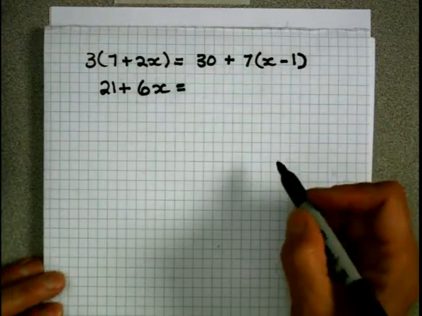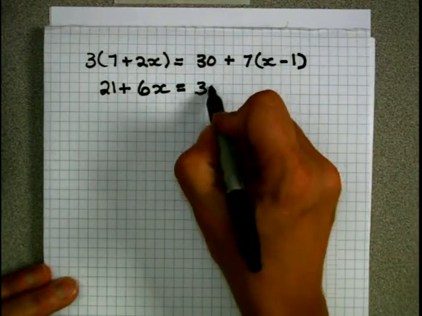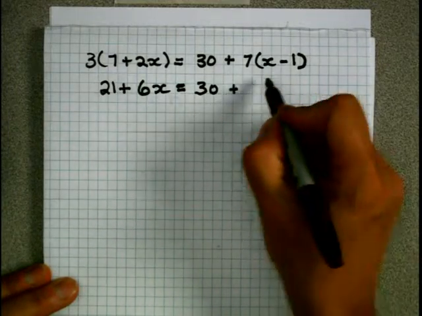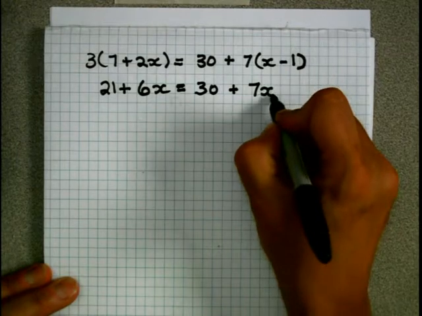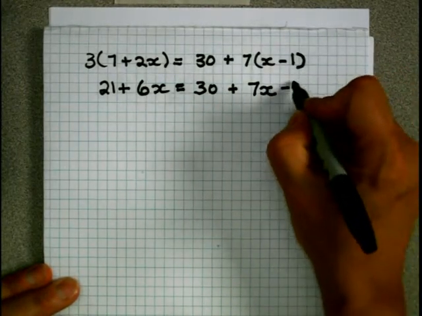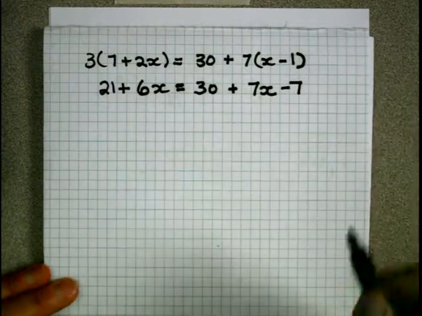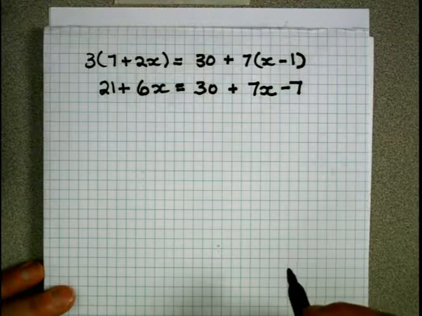That simplified one side of the equation. On the other side we have a 30. We are going to add 7 times x, which is a 7x, and then 7 times a negative 1, which gives us a negative 7. Okay, so now we've used the distributive law, we've gotten rid of our brackets.